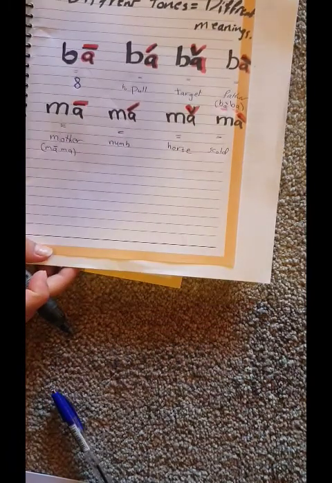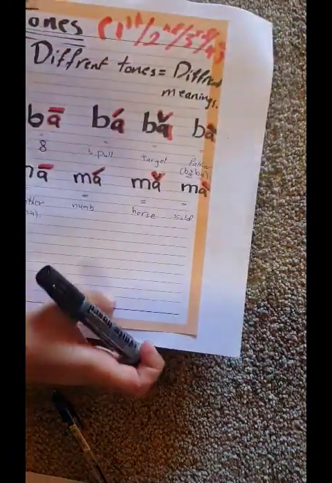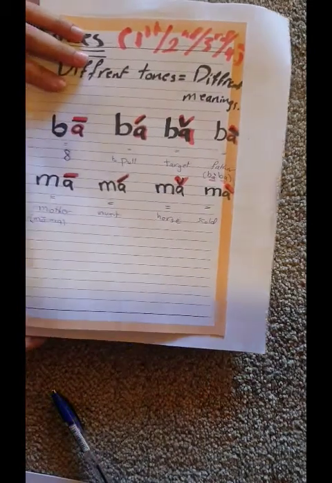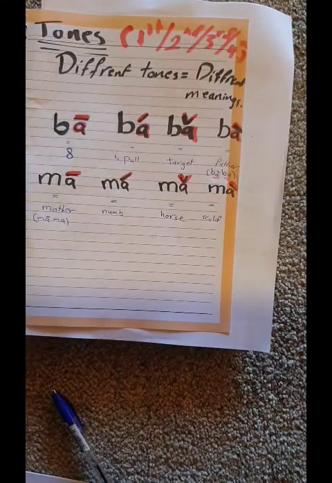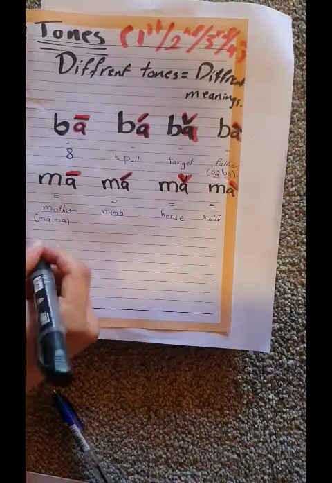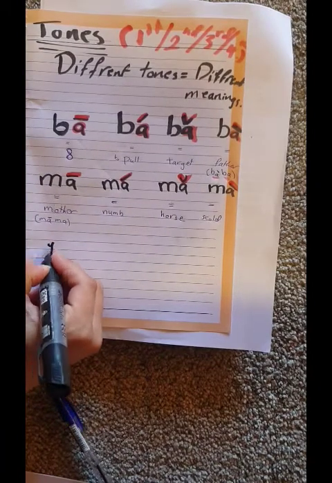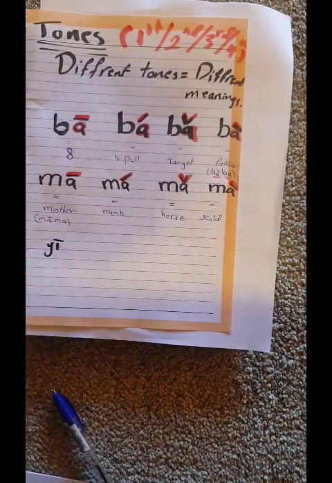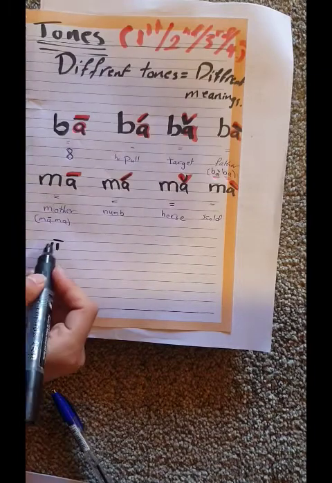Going to the third example and the last one. This is to show you that different tones give you different meanings. Yi, yi.